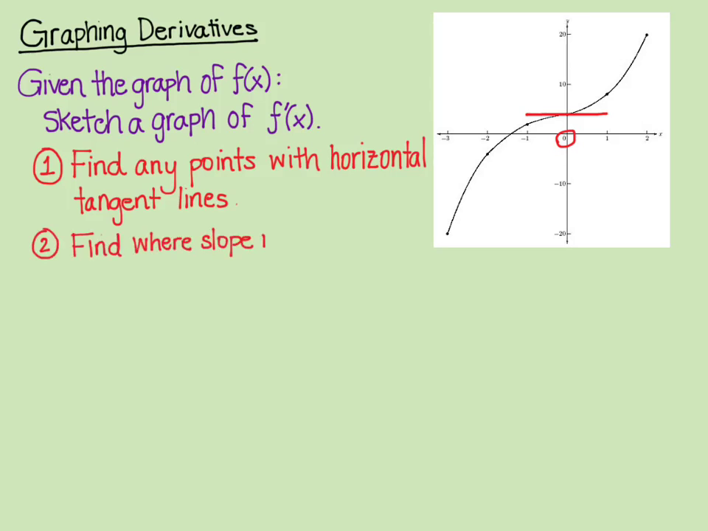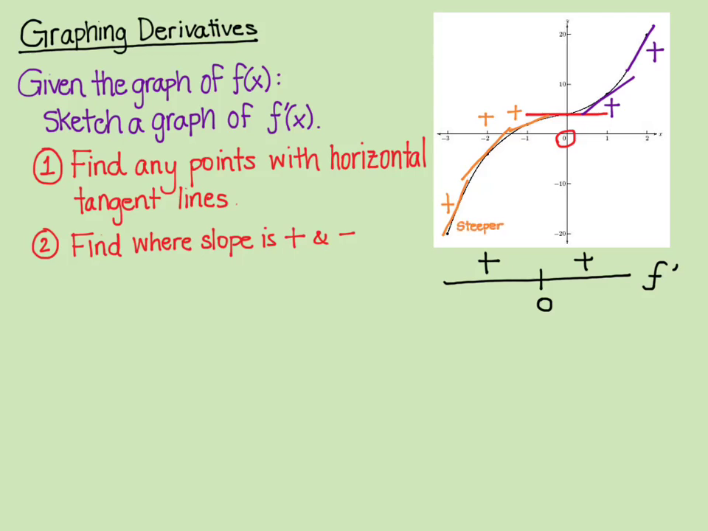The second step is to look everywhere else and see if the slope is positive or negative. So here we see that we've got some positive slopes as we move to the left of 0. And as we move to the right of 0, we have more positive slopes. So if we draw a number line and label it as f prime, at 0 the derivative is 0, but everywhere else the derivative is positive.